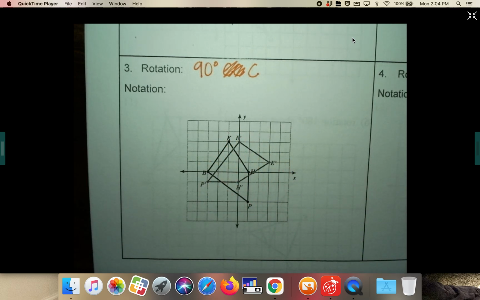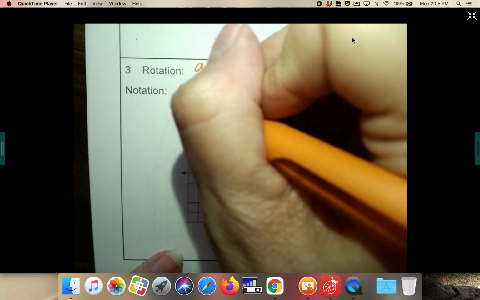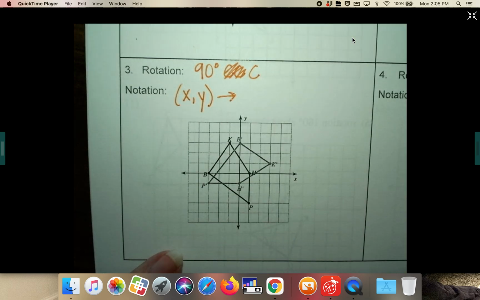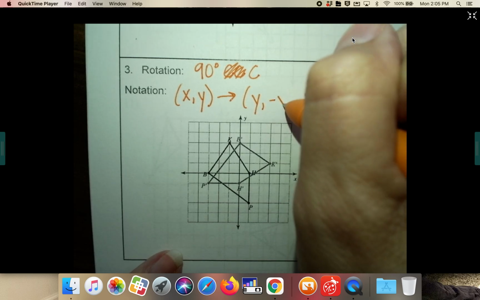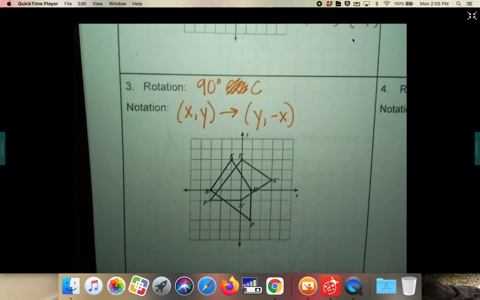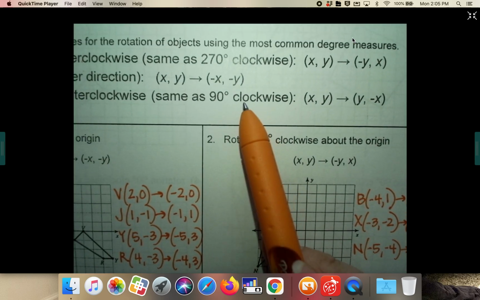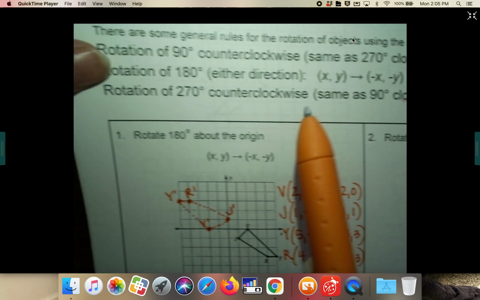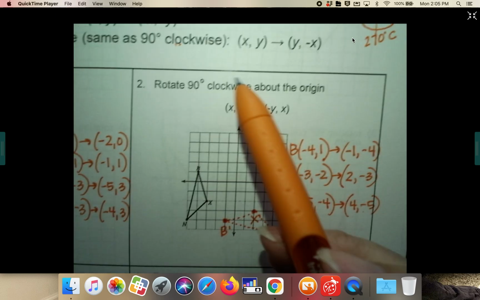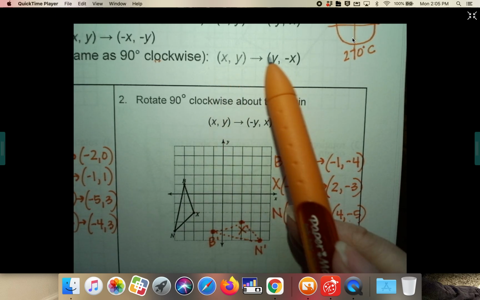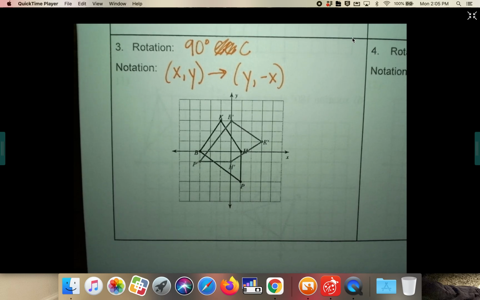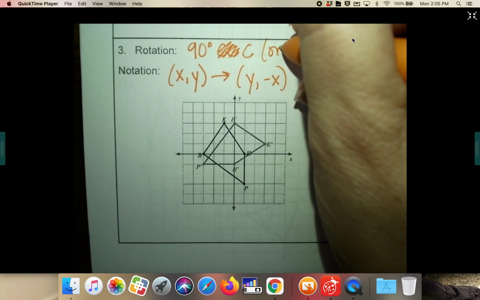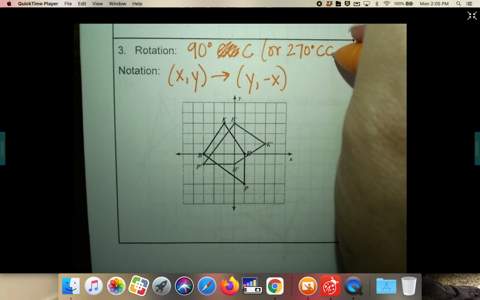So the rule for that is xy becomes opposite, or sorry, y opposite x. The reason I was getting a little confused is because it is the same one as this one. 90 clockwise is the same thing as 270 counterclockwise. So it is xy goes to y opposite x. Good. Okay. And again, you could have put 270 degrees counterclockwise.